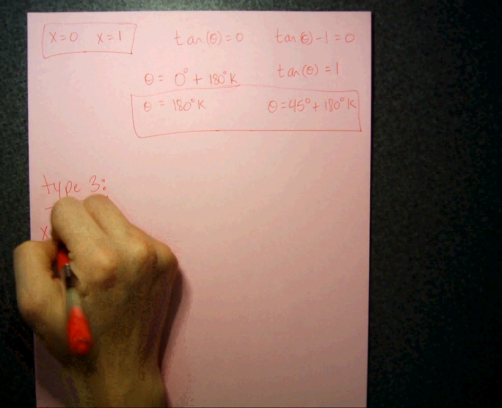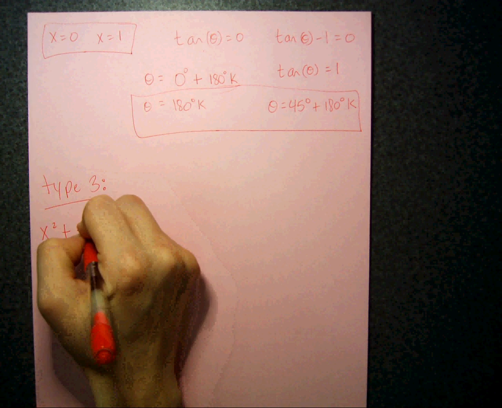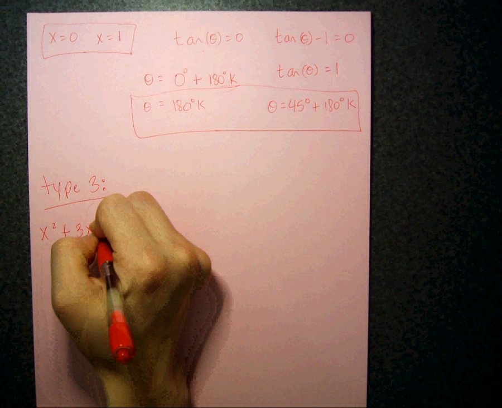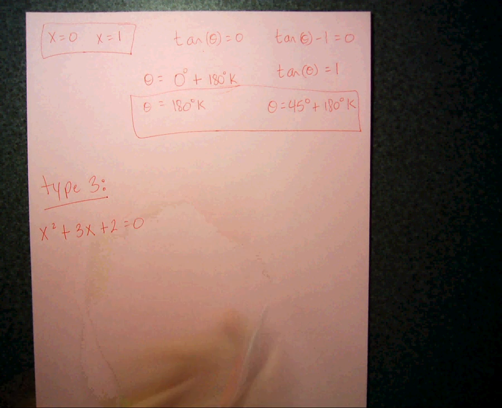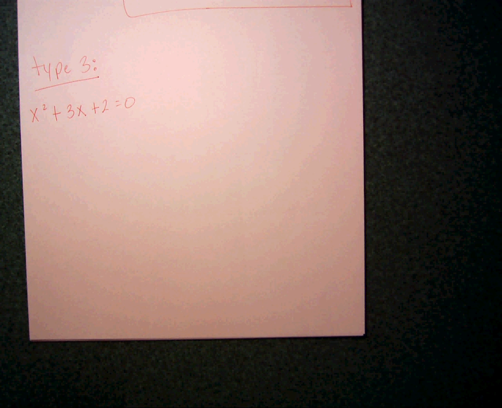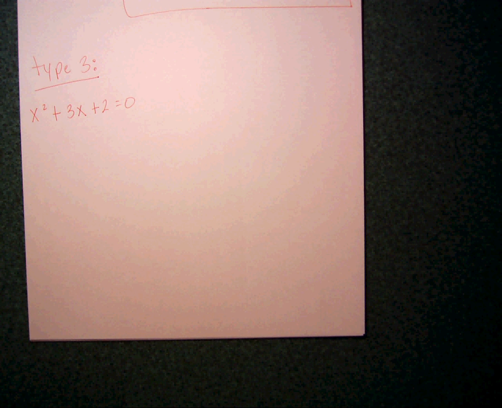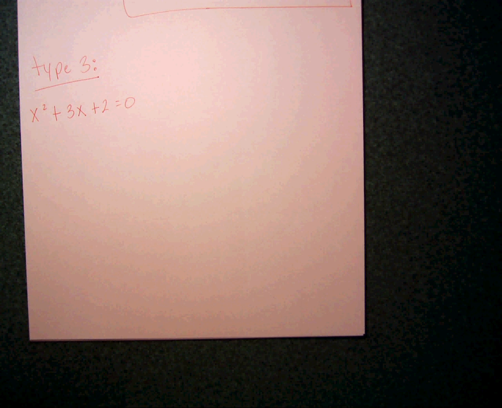All right. So the last type that we could see is the general standard form of a quadratic, right? How do I solve this quadratic? So I'm going to factor it, okay?